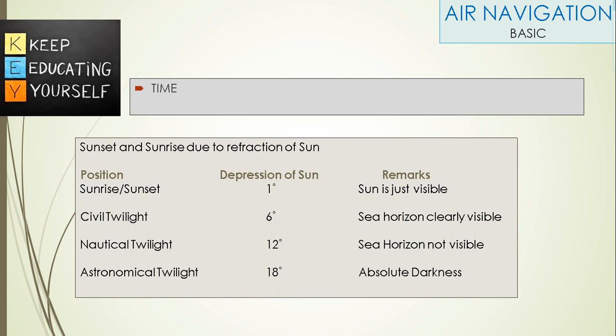So sunset and sunrise are due to refraction of the sun. If the position of the sun is at sunrise or sunset, the depression of the sun is 1 degree and the sun is just visible to us. Then civil twilight: depression of the sun is 6 degrees, sea horizon clearly visible. Nautical twilight: 12 degrees depression of the sun, sea horizon not visible. This is used in aviation. Thereafter, astronomical twilight: 18 degrees, absolute darkness.